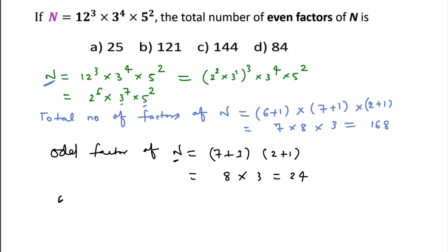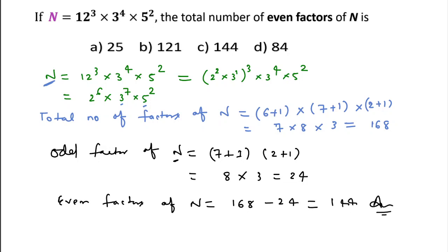So we can write here even factors of n equal to total factors minus this 24, which is equal to 144. So 144 will be the required answer for this question. So option number C will be the right answer.